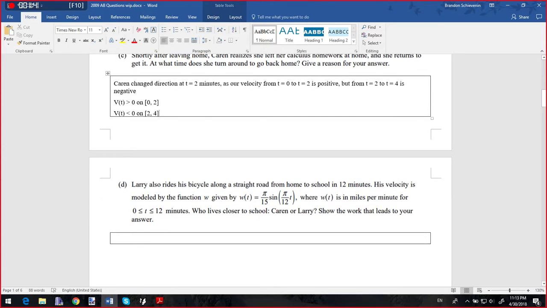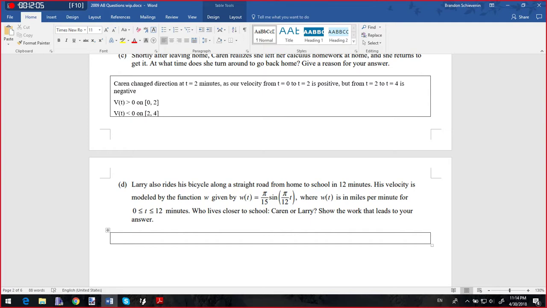Okay, last part. We're told there's another guy, Larry, who also rides his bike on a straight road from home to school in 12 minutes. His velocity is modeled by this function w of t is equal to pi over 15 sine of pi over 12 times t, where w of t is in miles per minute for 0 to 12 minutes. And they want to know who lives closer to the school, Karen or Larry, and then show the work that leads to your answer.